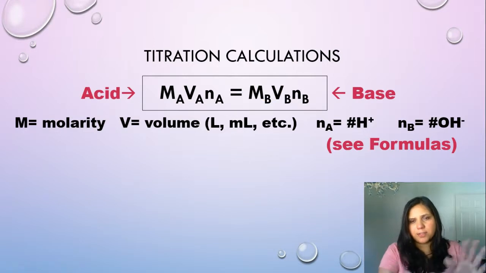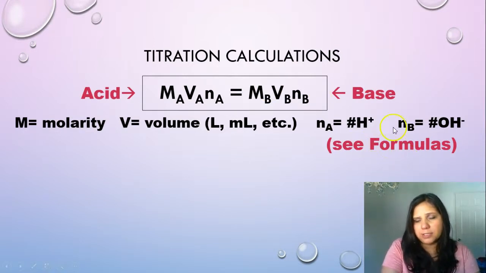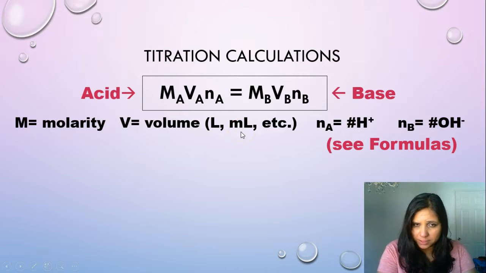So for the n, you're going to look at the formula, see how many H pluses for the acid, and for the base, how many OH minuses are in the formula. Super easy. For volume, it can stay in liters if it's in liters, or you can have it in milliliters. It just needs to be the same unit of volume on both sides of the equation.